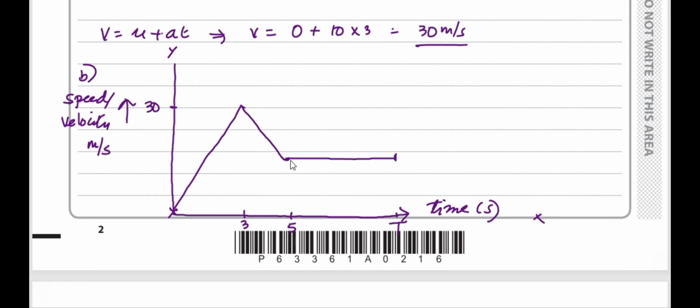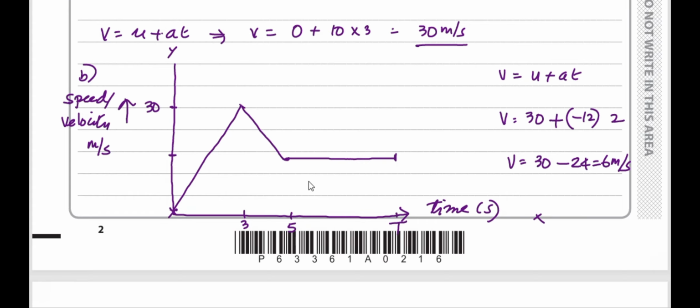So how do we calculate this velocity? We again will use v is equal to u plus a t. We do not know v, but we know that u is the speed from which she starts to decelerate. So that is 30 meters per second, plus deceleration of minus 12, and the time is 2 seconds, which means v equals 30 take away 24 equal to 6 meters per second, which is what this is, 6. And let's mark this also 0 and 0 to complete this diagram.